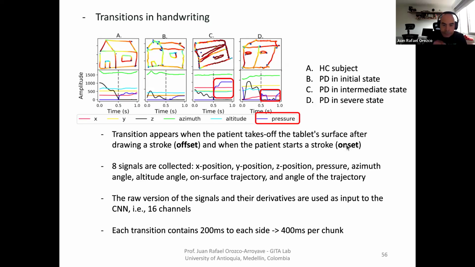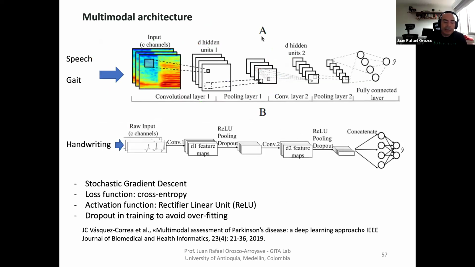So we focused on it, and then we created a very basic CNN-based architecture. For speech and gait, it was based on spectrograms, and for handwriting, it was based on raw time series. And we configured the network. If you want to see details of all of the configuration, you can see this paper, which was published almost 10 years ago, or I mean, no, 6 years ago.